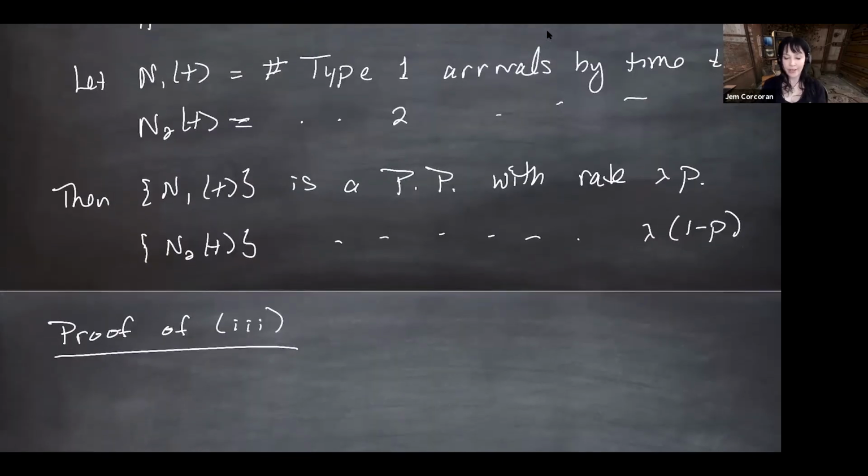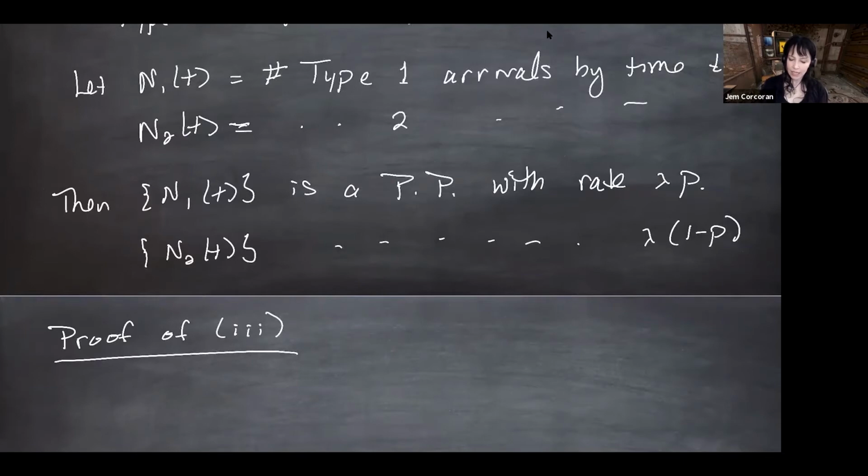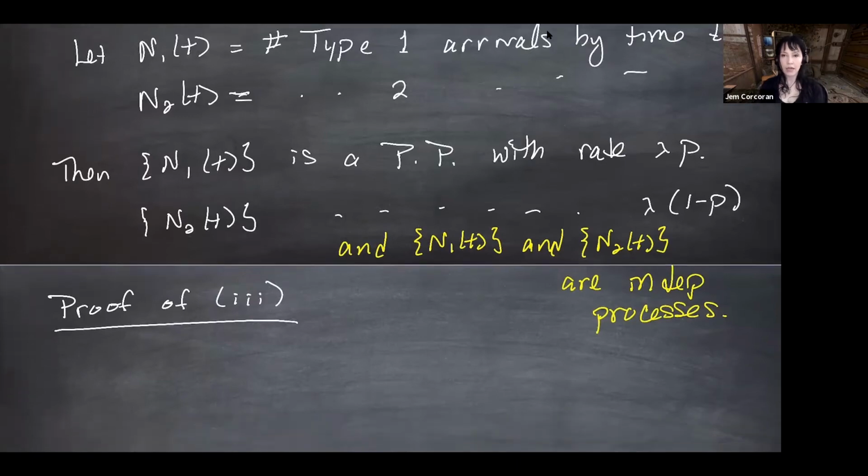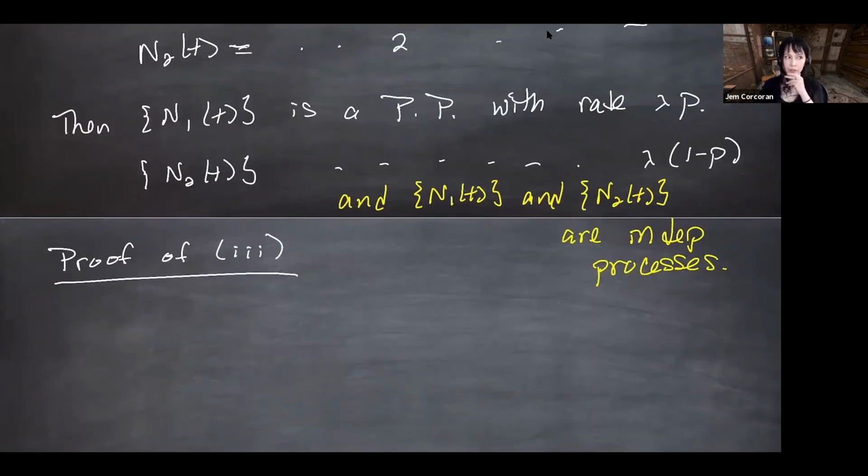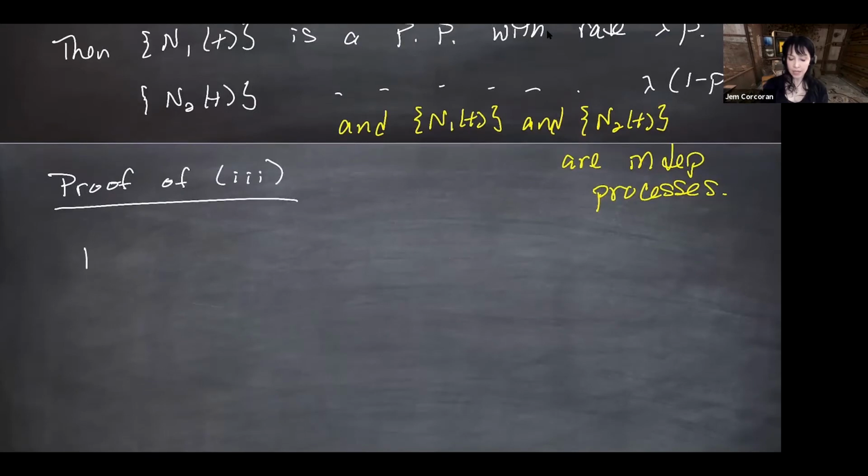Oh, I want to say a little more than this. N1 of t and N2 of t are independent processes. Because I don't just want to find a distribution for the N1 process alone, I want to find the joint distribution and be able to say, hey, it factors, and I see both of the Poisson things I want to see. So let's look at a joint probability, the probability that N1 of t is some n and N2 of t is some m.